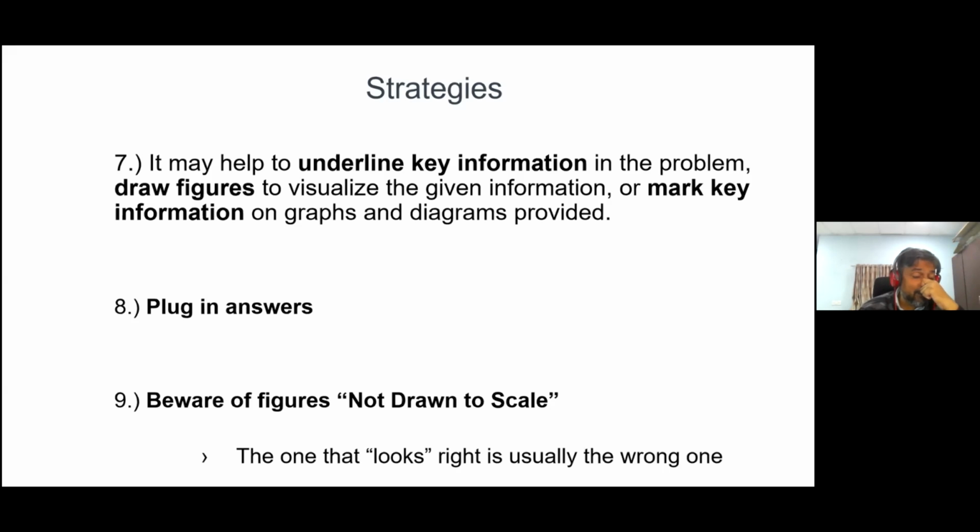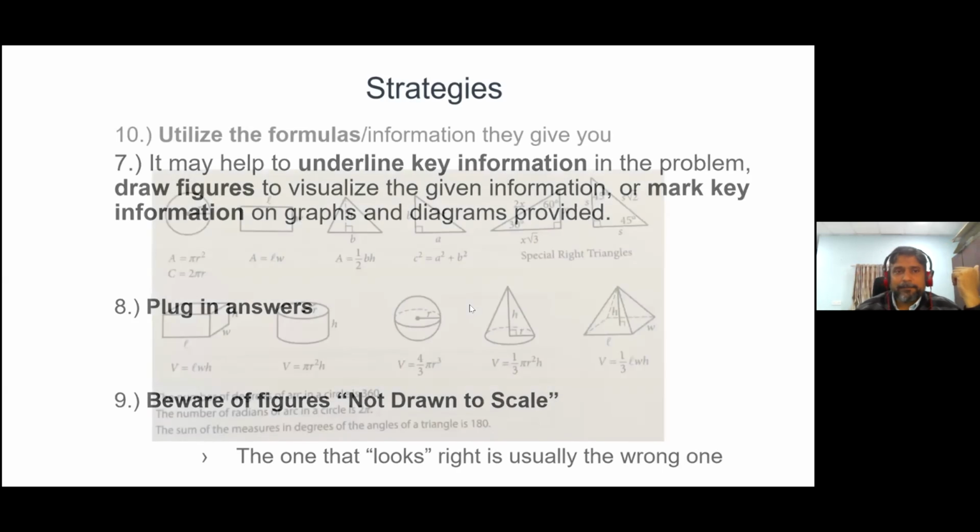Okay, beware of figures. They are usually not drawn to scale. So please do not assume anything just looking at a figure, like, oh, this angle looks like 60 degrees. No, it shouldn't work like that. Remember, they are not drawn to scale. So not necessarily what looks right is actually right.